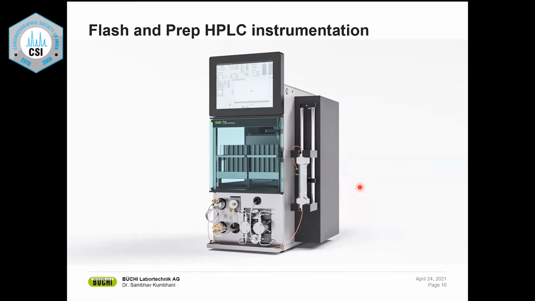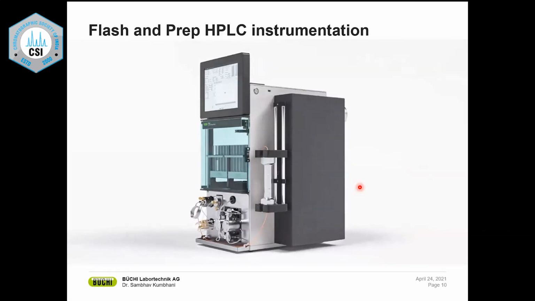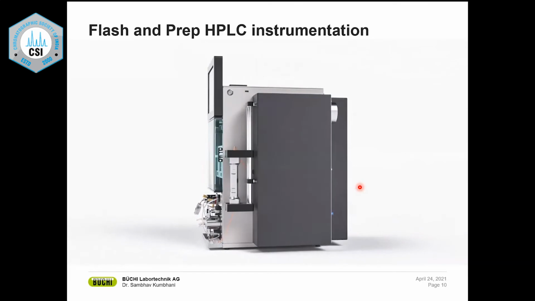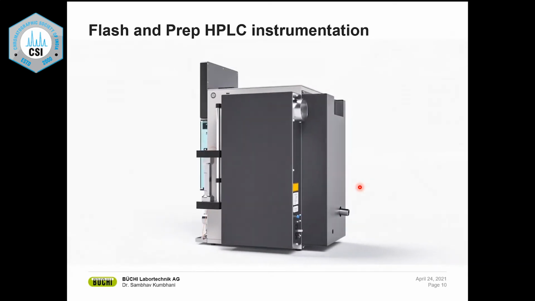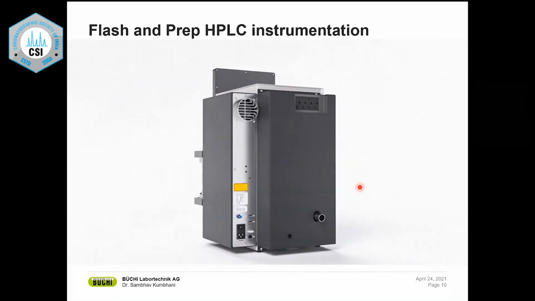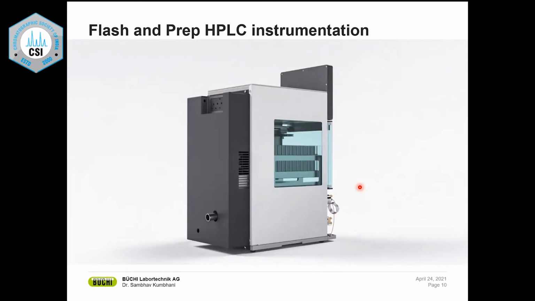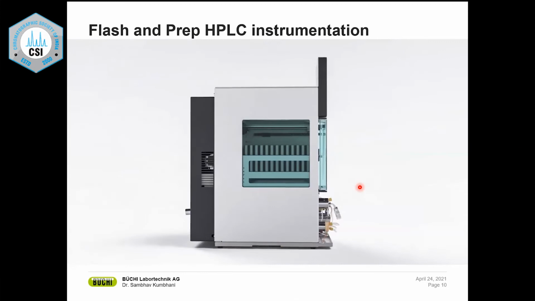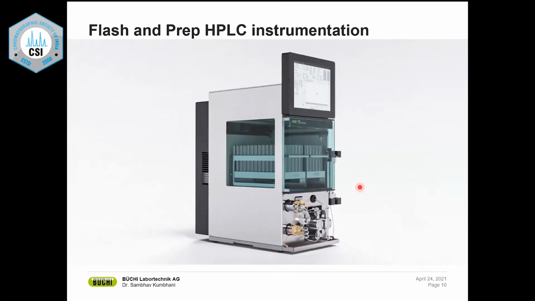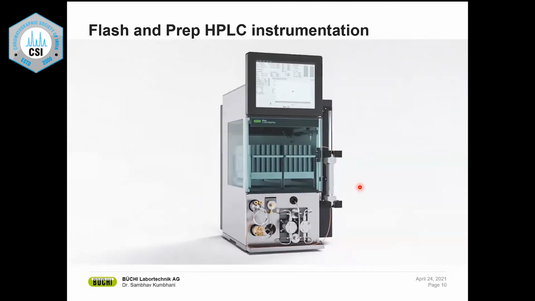This is what a prep and flash HPLC instrument looks like. This is one of Buchi's flash and prep combined instruments. As you can see, it is a very compact instrument, and there aren't many moving parts in it. These four valve dots are where the solvent lines go in, and up in the front you have your touchscreen where you control your instrument.